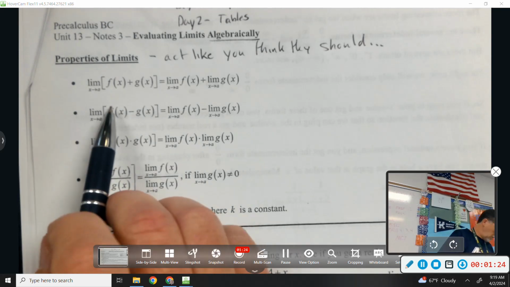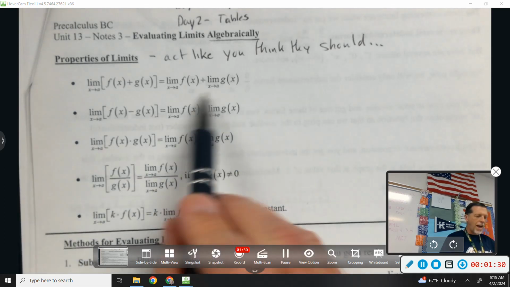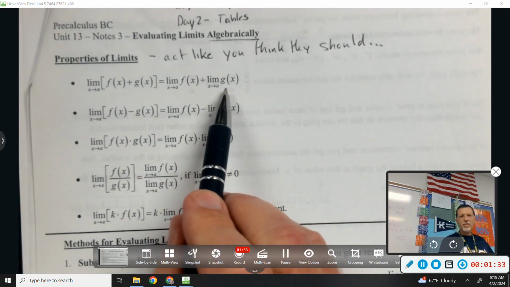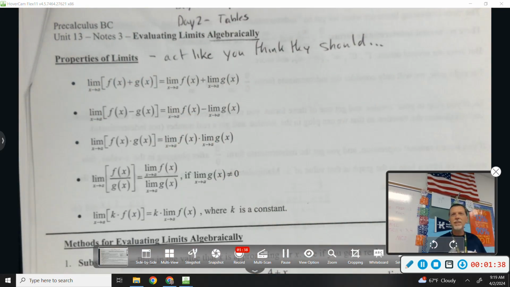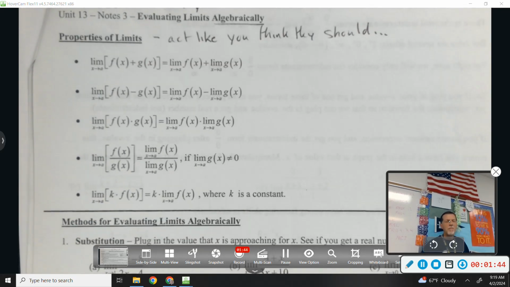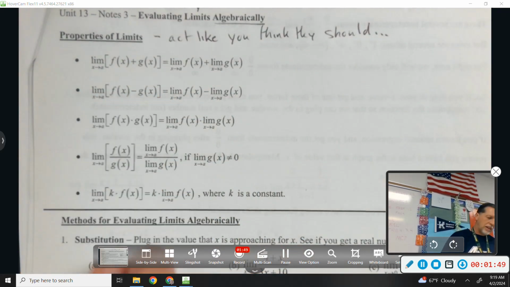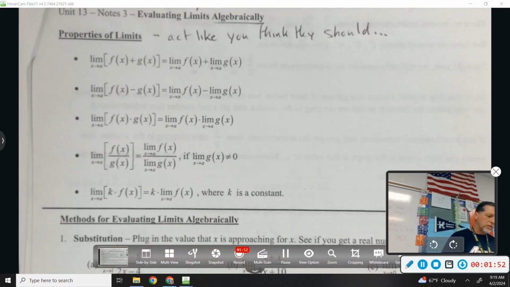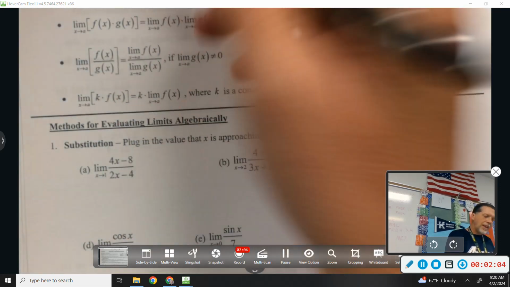That means, if you want to add limits, it's okay to add them separately. I mean, there's a fancy way to say that. The sum of the limits is the same as the limit of the sums. But saying it fancy, I don't think makes it easier to understand. Maybe makes it harder to understand. The difference of the limits is the same as the limit of the differences. Same thing with product and quotient. So you can add, subtract, multiply, and divide inside the limit or outside the limit, either way. So, I don't know. We're not going to spend much time on those. They act like you think they should act.